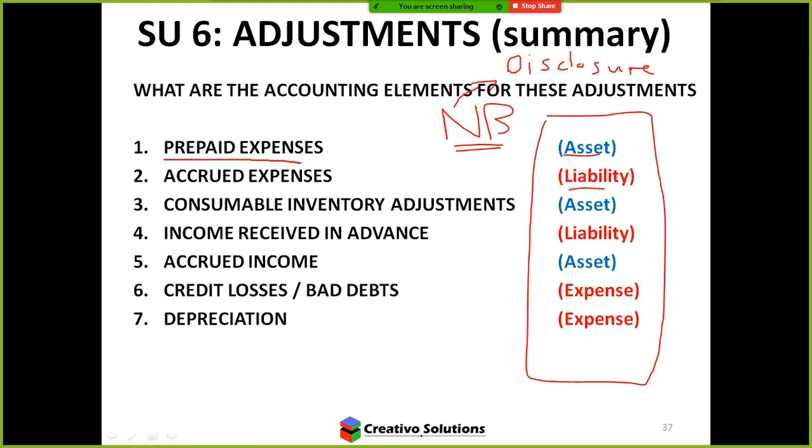So where would you show your prepaid expenses if it's an asset? Which statements? Sorry? Which statement? Prepaid expenses. Where would you show the prepaid expenses if I'm looking at disclosure? Which statement? Statement of comprehensive income, statement of financial position, statement of changes in equity, or cash flow statements?